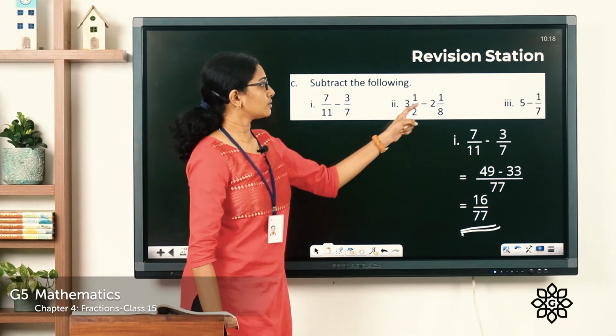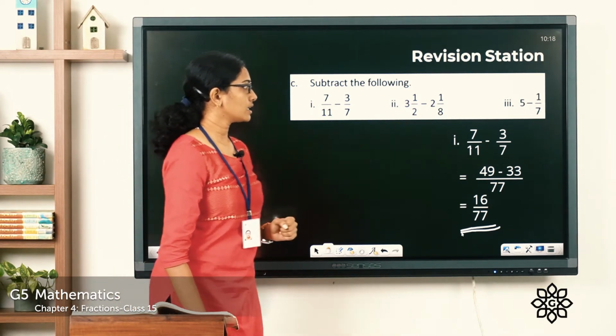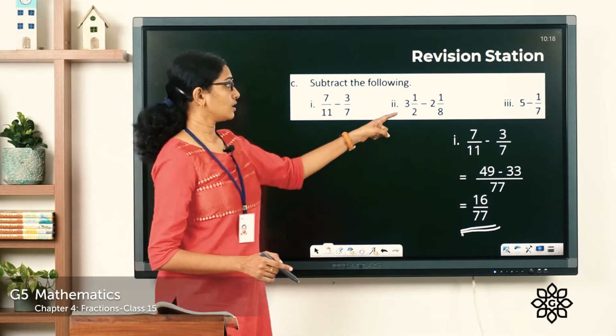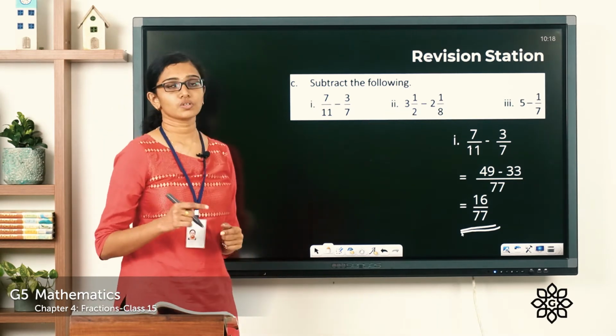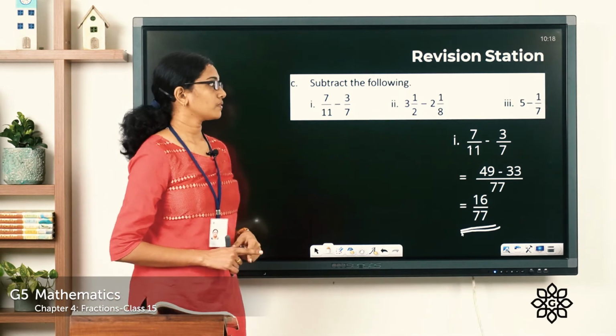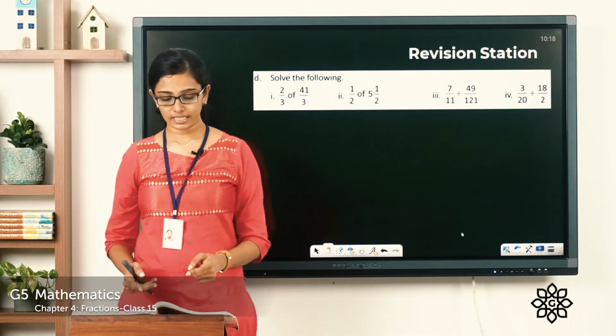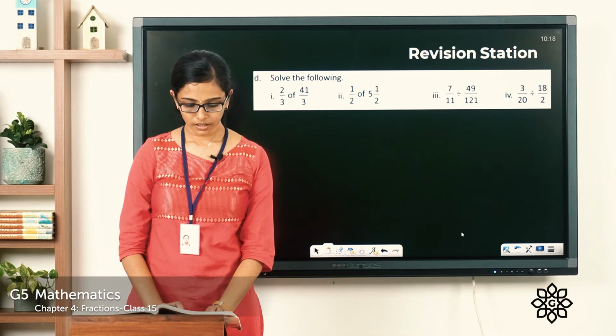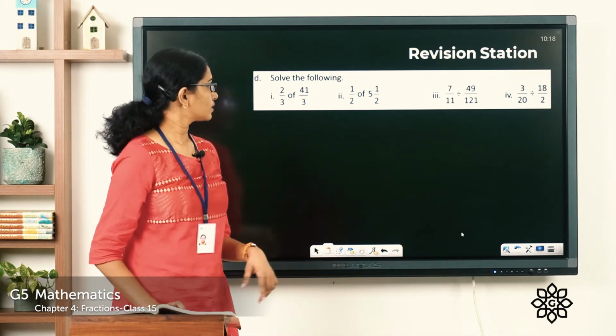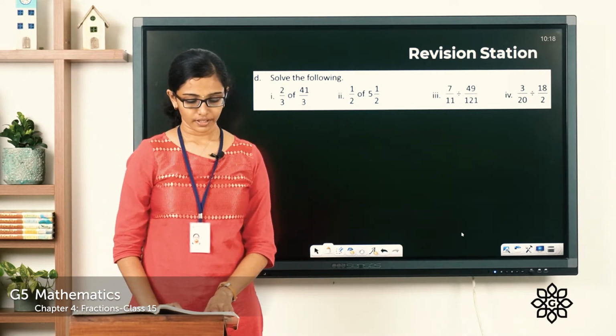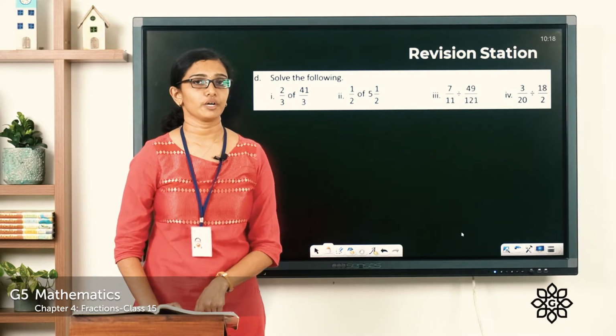Now you can proceed with the remaining questions similarly. In the case of mixed fractions, first you convert them to improper fractions and then proceed with the subtraction. Now question D, solve the following. There are 4 questions here. The first one, 2 by 3 of 4 1 by 3.